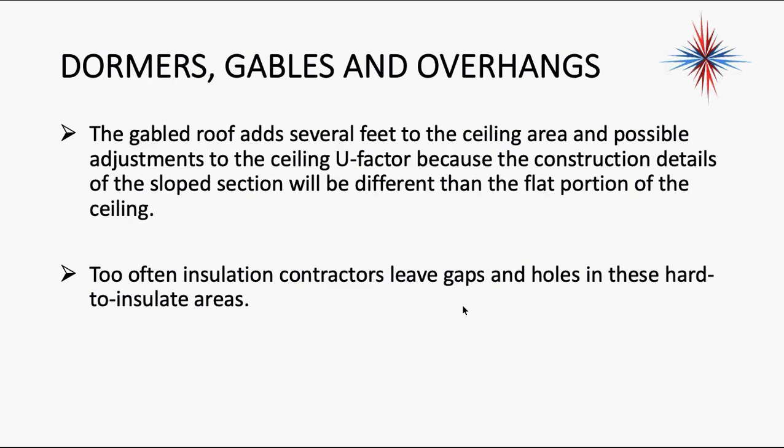Too often insulation contractors leave gaps and holes in these hard to insulate areas. I've seen this a lot. When you have an inside vaulted ceiling that's sandwiched almost directly to the joists, your roof joists, sometimes they don't put insulation in there, especially if they do the sheetrock before the building inspector gets there. They won't see the insulation is missing. There's gaps and holes, and you're always going to get complaints from customers.